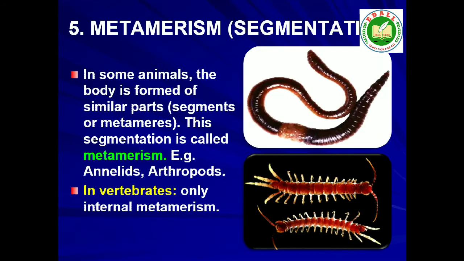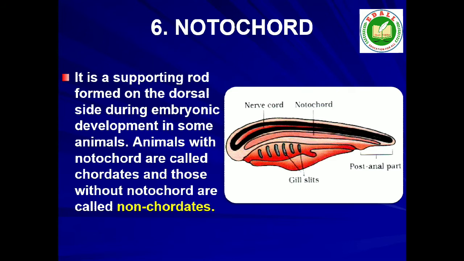Fifth is segmentation. In some animals, the body is externally and internally divided into segments with a serial repetition of at least some organs. For example, in earthworm, the body shows this pattern called metameric segmentation, and the phenomenon is known as metamerism. Sixth is notochord.